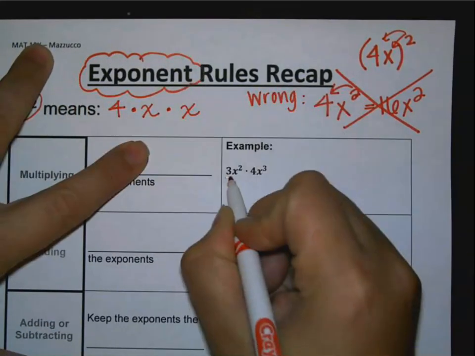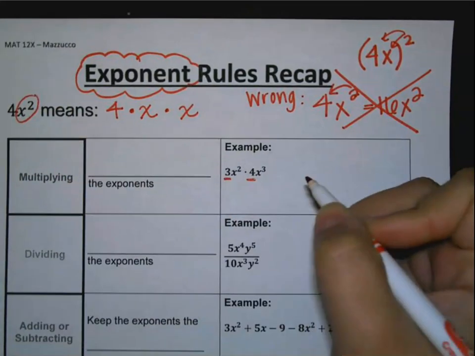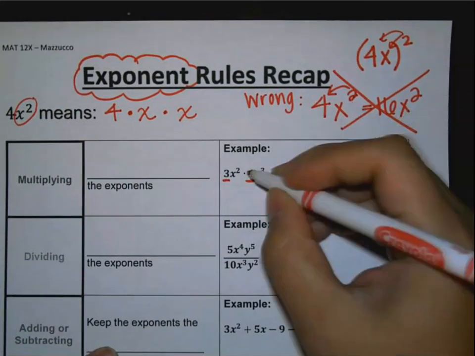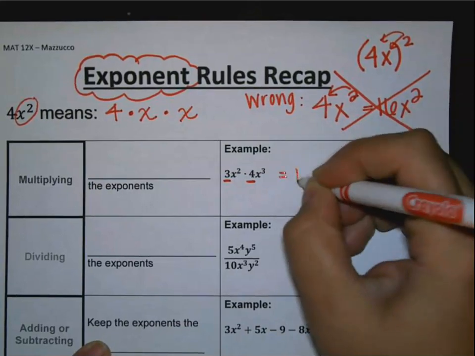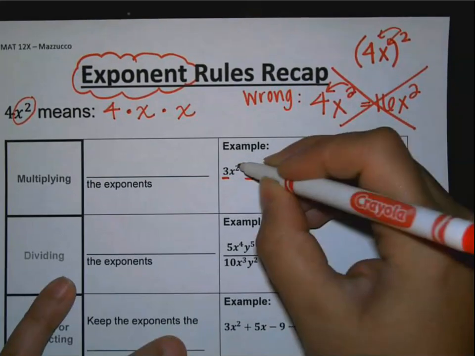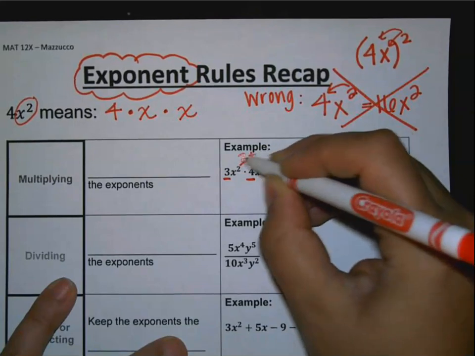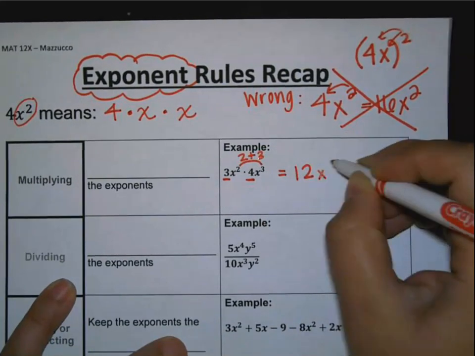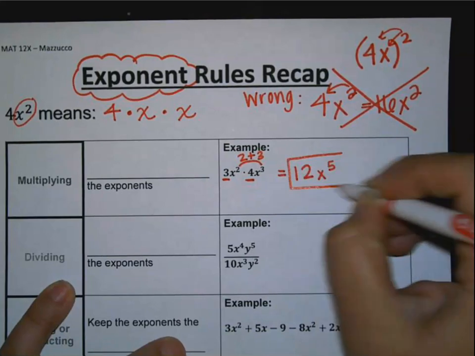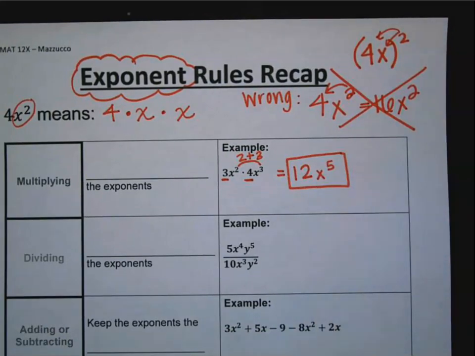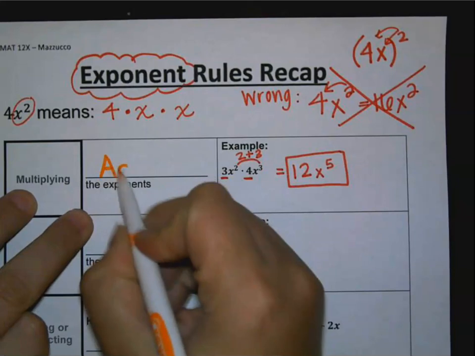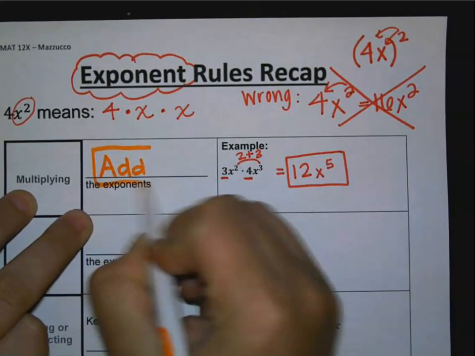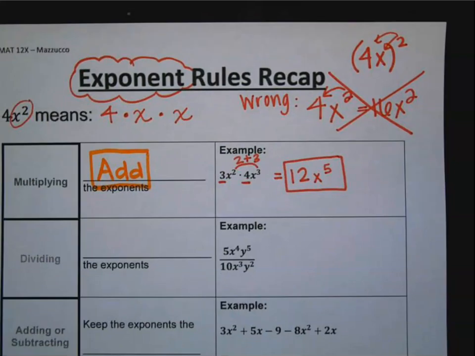This 3 and this 4 are not exponents, so we're going to multiply them just like normal. 3 times 4 is 12. Then the rule is to add the exponents. So 2 plus 3 is 5, and we get 12x to the 5th. Our rule is to add the exponents when we multiply. Again, remember, if you forget that, you can always expand the problem and write it out, and it will tell you what to do.